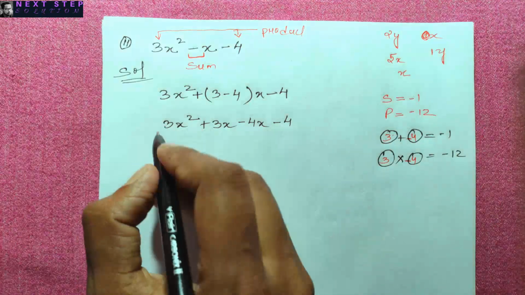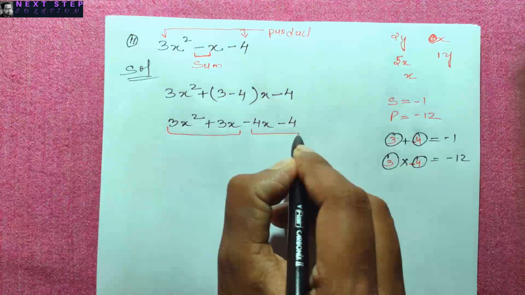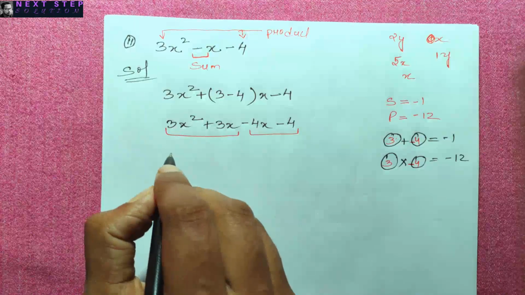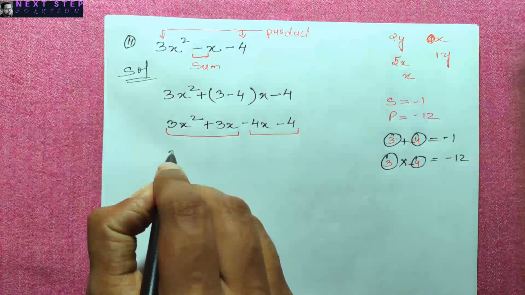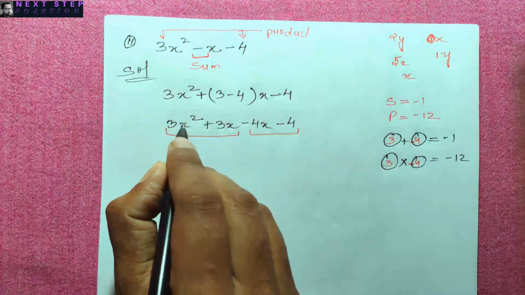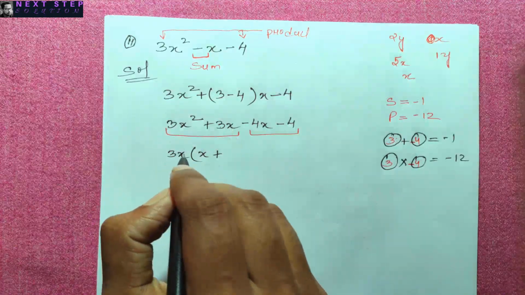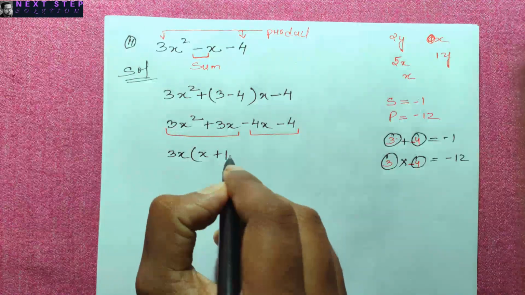Now we see what is common between the first two terms and common between the last two terms. Between the first two terms we have 3 and x common. If we take 3 and x out from here, one more x is left, plus from here we have taken 3 as well as x, so 3x into 1 gives you 3x.